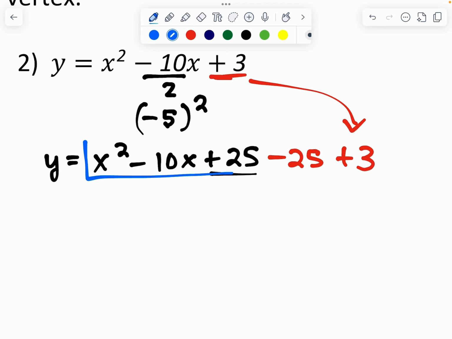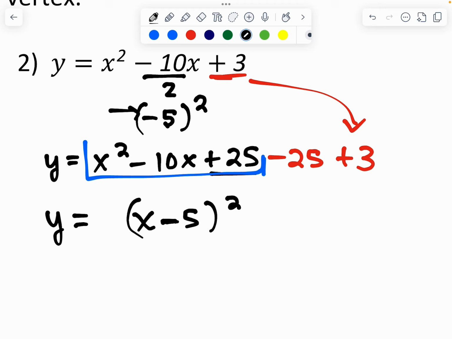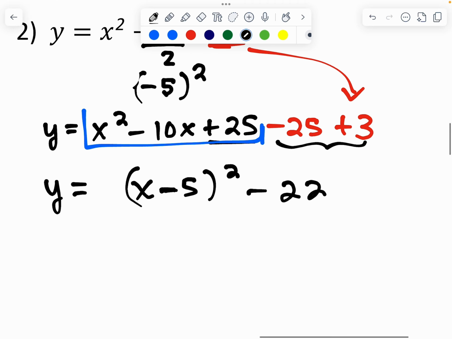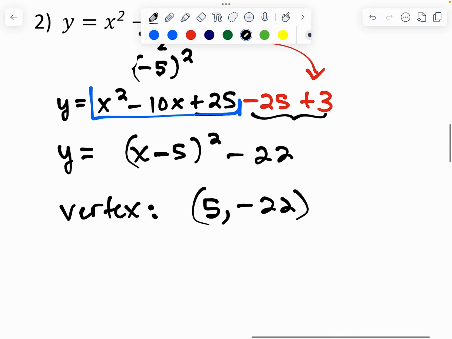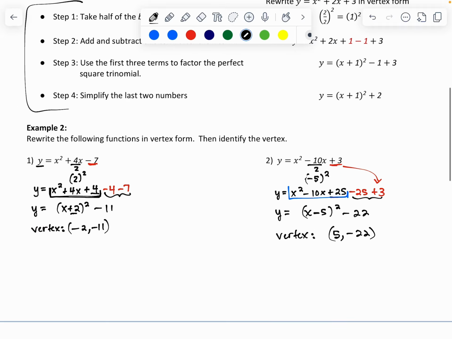Complete the square. Okay, so once we completed the square, now we're going to factor the perfect square trinomial. We get y equals x minus 5 quantity squared. Remember, the minus comes from this right here, that minus. Okay, so that's where that comes from. And then add these two together, minus 22. I have vertex form, and the vertex is 5, -22. So the opposite of the parentheses, so it's 5, and then -22. Okay? All right.